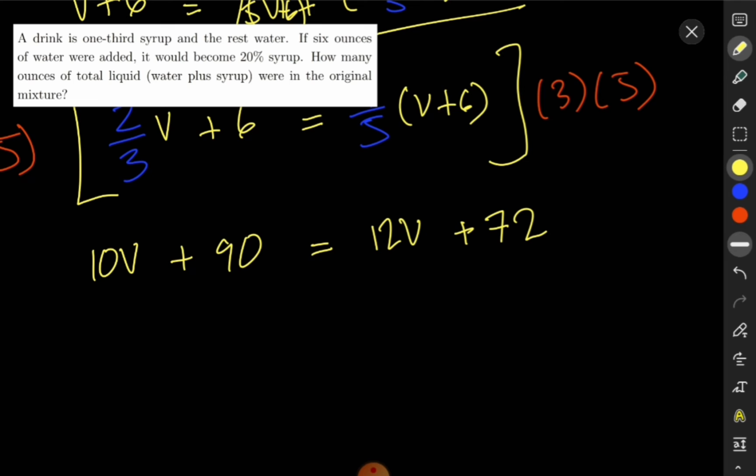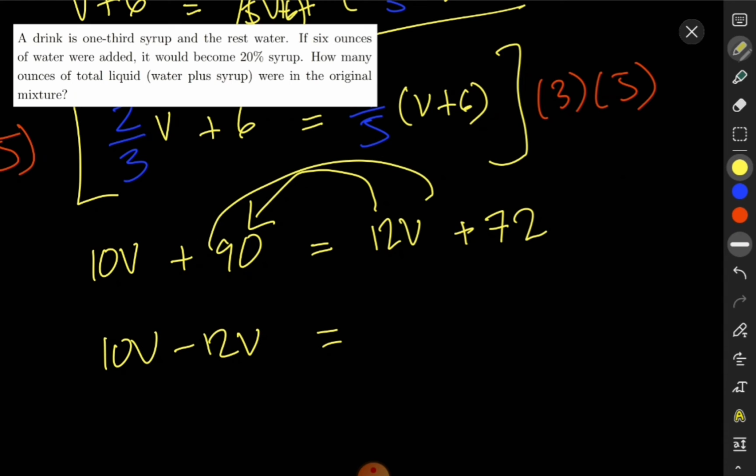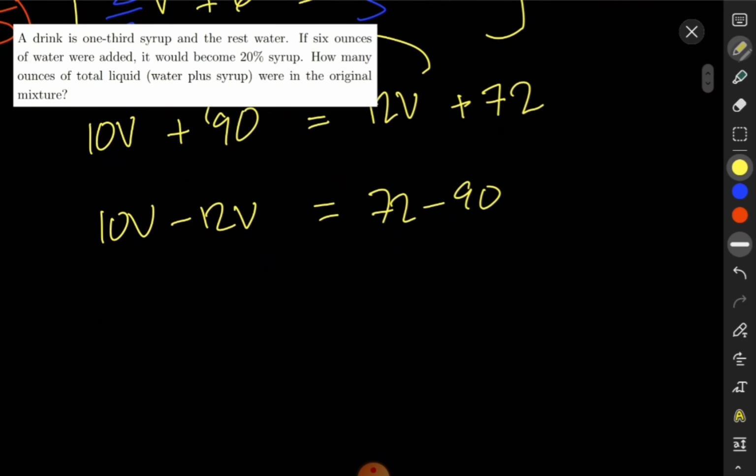This equation is already simpler, so we're just going to combine like terms. I'm going to transfer 12V to the other side, so it becomes 10V minus 12V. Same for 90, because it's a constant and 72 is also a constant. We're going to combine them, so it becomes 72 minus 90. Now we're going to simplify. Both sides become negative 2V and negative 18 respectively.